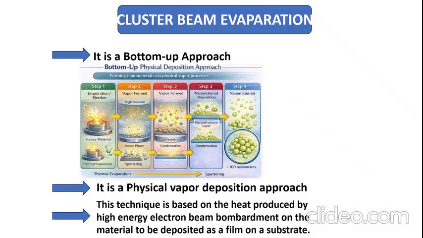As you can see, it is a bottom up and physical deposition approach, in which the material from which we want to make a nanomaterial will be in a physical form. Its physical form will be changed from solid to liquid and liquid to gaseous. Only the physical form of this substance will change. No chemical reaction will take place in between. And this technique is based on the heat produced by the high energy electrons which bombard our crucible, which is nothing but our main material, and by that this entire cluster beam evaporation takes place.